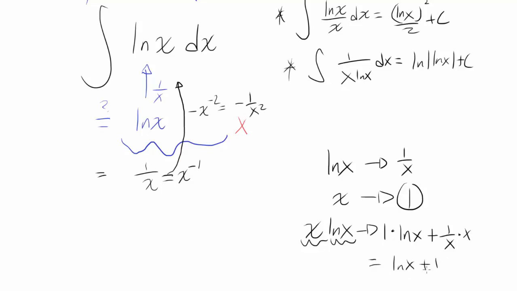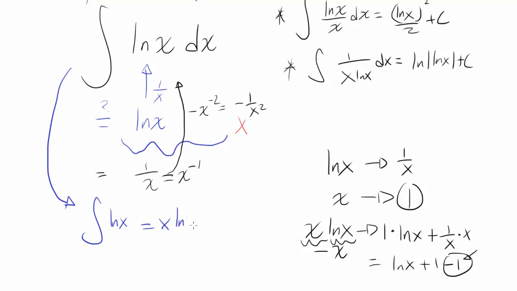But we're so close! Can we somehow get rid of this plus 1? Well, what can you differentiate to get negative 1? What can you differentiate to add negative 1 to this? Well, that's minus x, because when you differentiate minus x, you get negative 1. Aha! We found it. The integral of natural log of x is x times natural log of x minus x. And of course, you want to add the constant of integration at the end.